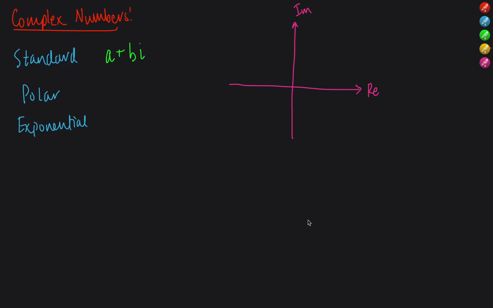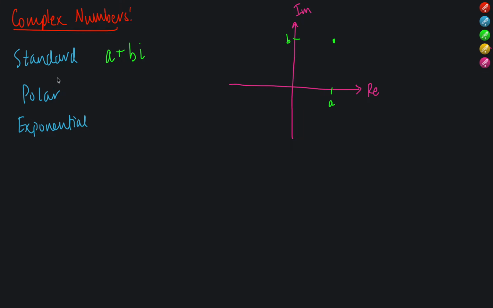So if I wanted to plot a plus bi, what that means is, walk on the real axis a, walk on the imaginary axis b, and go a plus bi right up here. So that's where this point a plus bi lives. This is one way of representing a complex number. It's like traditional regular coordinates: go this way in the x, this way in the y, and get to your point.